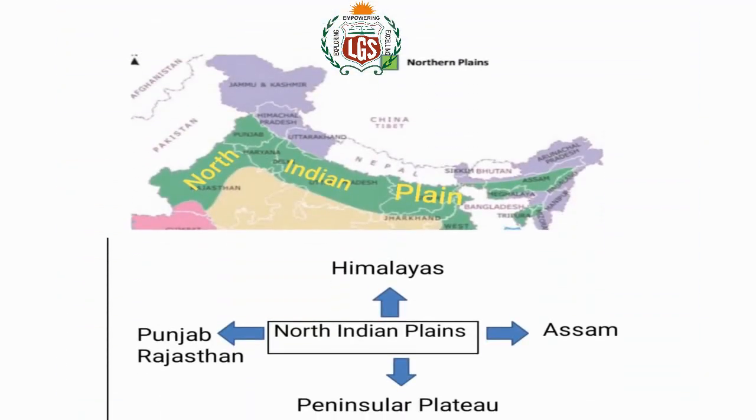The North Indian Plain extends between the Himalayas and the Peninsular Plateau, and if we see its extent from east to west, it extends from Assam in the east to Punjab and Rajasthan in the west. In the given map, you all can see the area covered in green is the North Indian Plains. It covers the states of Rajasthan, Haryana, Punjab, Delhi, Uttar Pradesh, Bihar, part of Jharkhand, Meghalaya, Assam and Tripura.